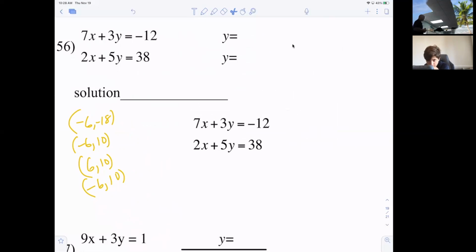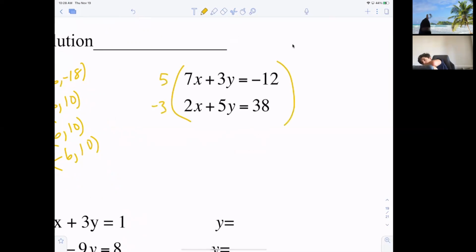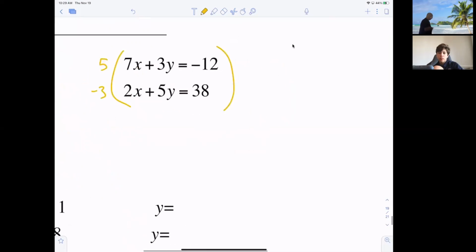All right, so again, on 56 here, it's just a matter of trying to figure out what you're multiplying by. Morgan, what did you multiply by? Okay, I like that. So 5 and -3. We can do that. You could have also done, for example, 2 and -7. That would be fine, the same answer. Just double check your work. We're going to go with Morgan's right now.